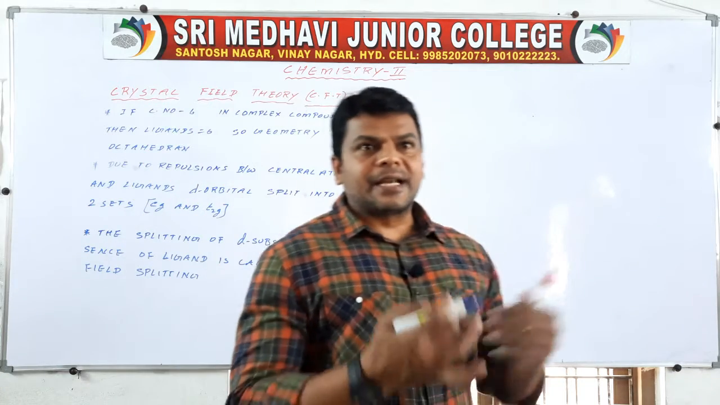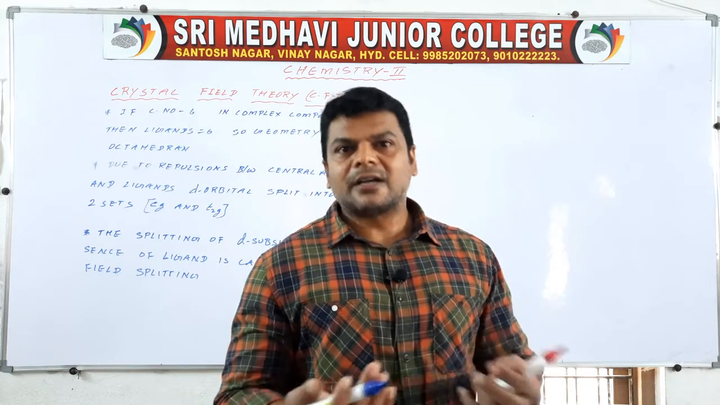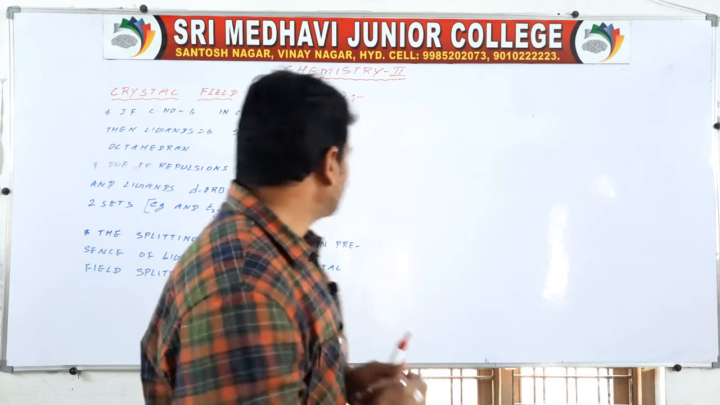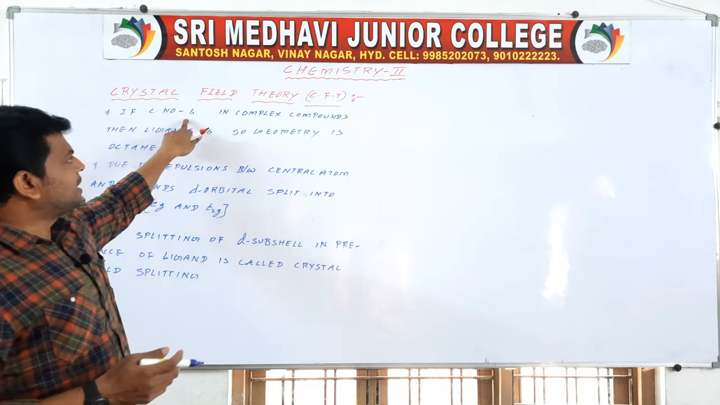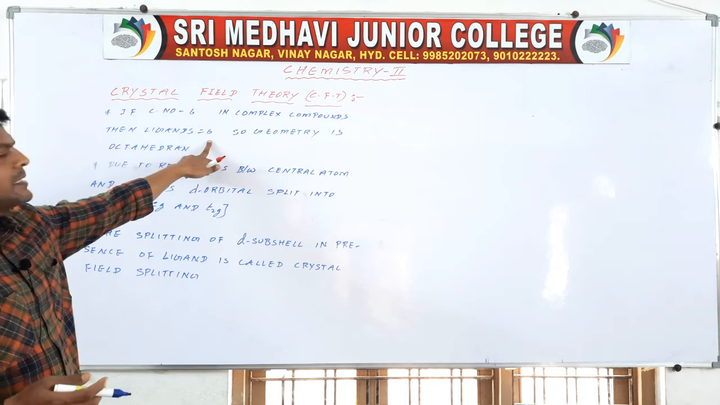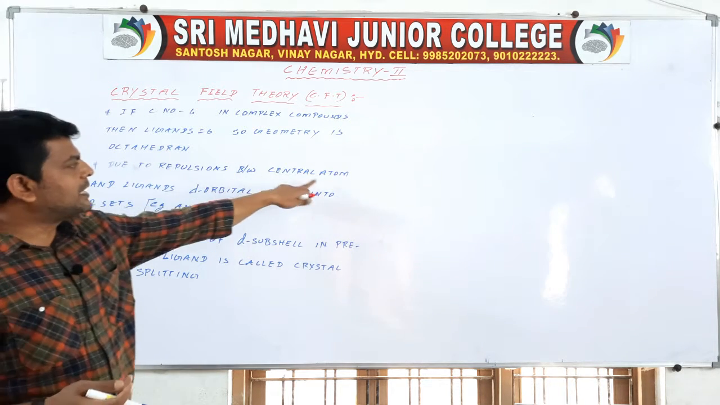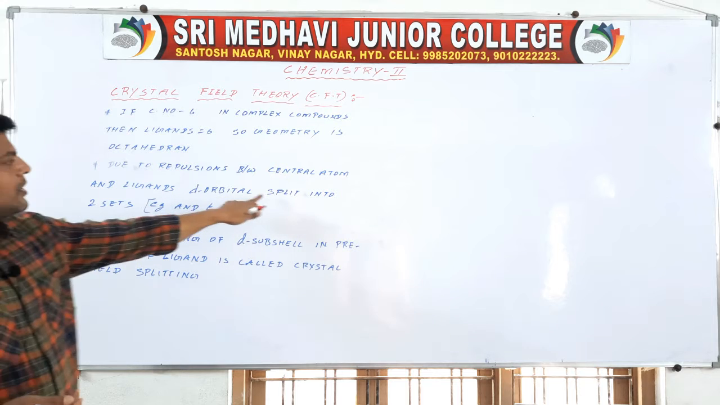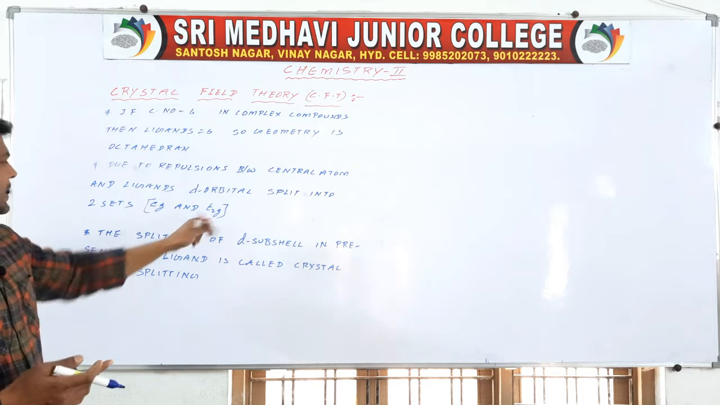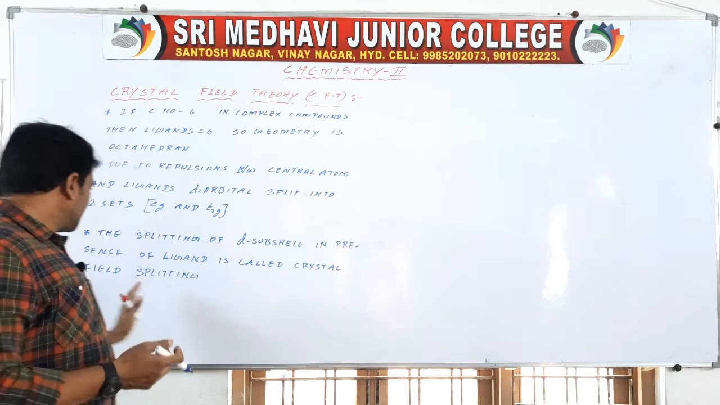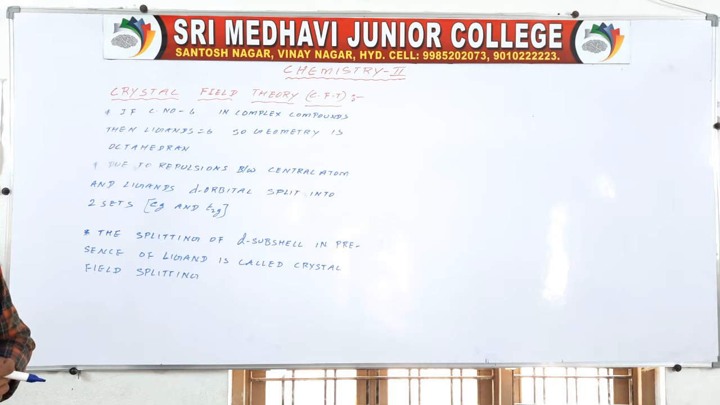Now we are going to discuss crystal field splitting in octahedral complexes. If the coordination number is 6 in complex compounds, then ligands are equal to 6, so the geometry is octahedron. Due to the repulsions between the central atom and the ligands, the d orbital splits up into two sets, Eg and T2g. The splitting of the d orbital in presence of ligand is called crystal field splitting.